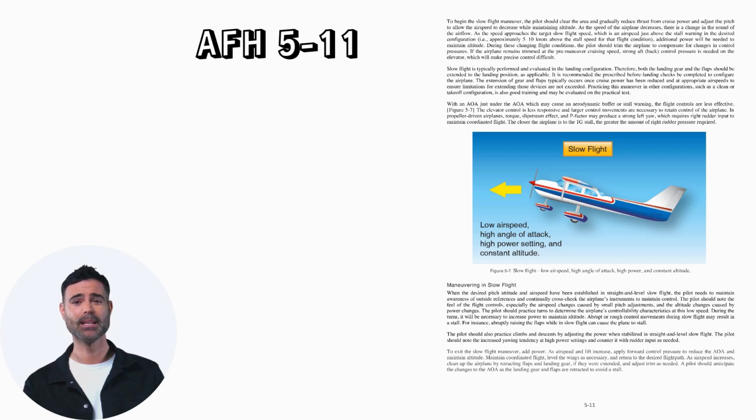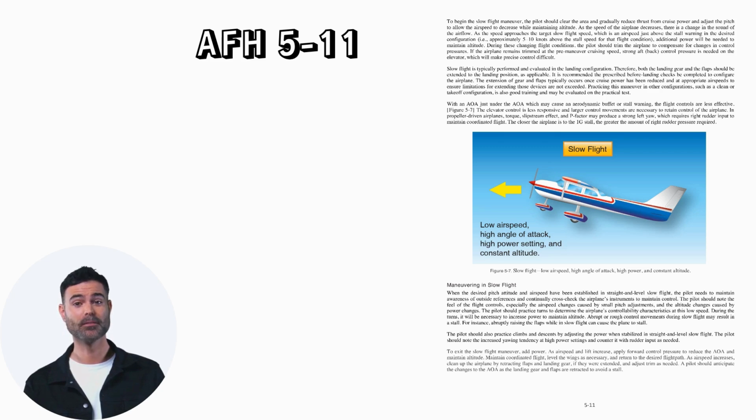With an AOA just under the critical AOA, which may cause an aerodynamic buffet or stall warning, the flight controls are less effective. The elevator control is less responsive, and larger control movements are necessary to retain control of the airplane. In propeller-driven airplanes, torque, slipstream effect, and P-factor may produce a strong left yaw, which requires right rudder input to maintain coordinated flight. The closer the airplane is to the 1G stall, the greater the amount of right rudder pressure required.